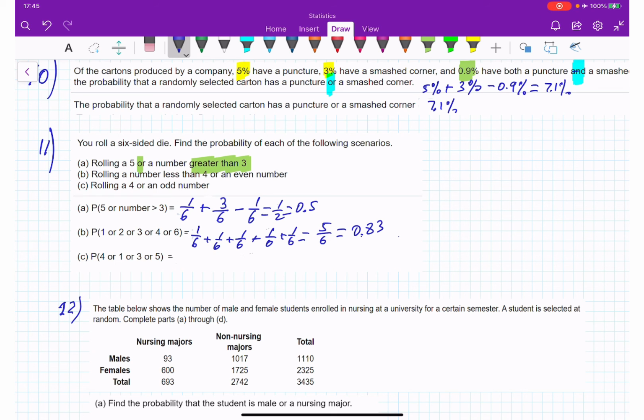Now probability of 4 or 1 or 3 or 5. So it's going to be 4 times, right? 1 over 6 plus 1 over 6 plus 1 over 6 plus 1 over 6. Why? Because each one of them is 1 time, right? There's 1, 4, 1 times 3, 1 times 5. So each one of them is 1 over 6. The result is 4 over 6, or 2 over 3, which is 0.67 or 67%.